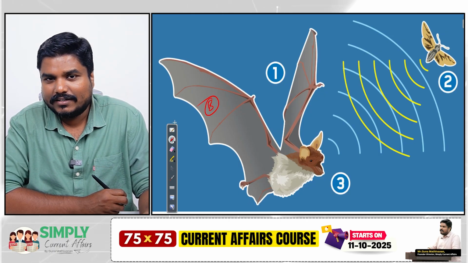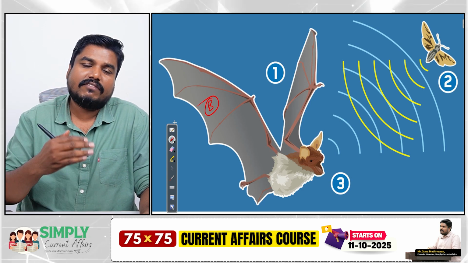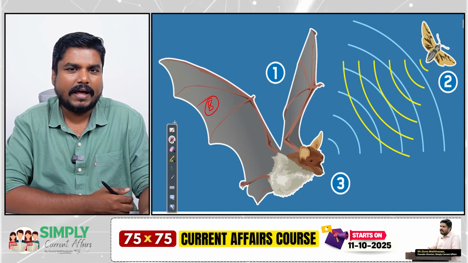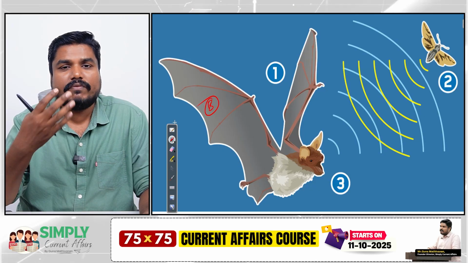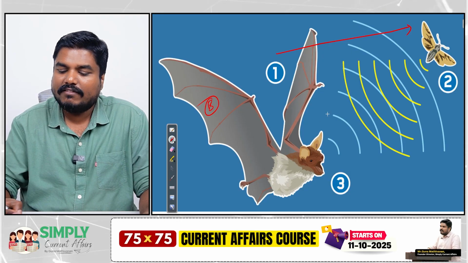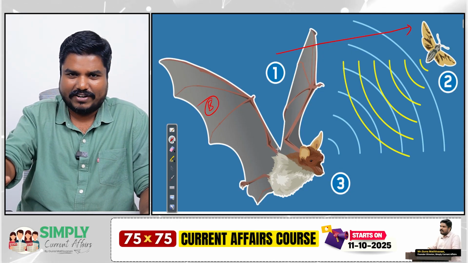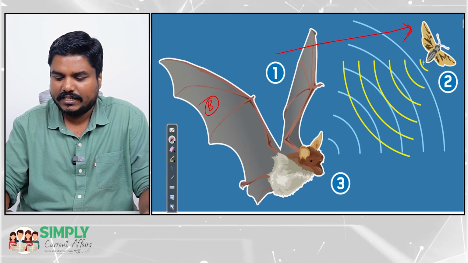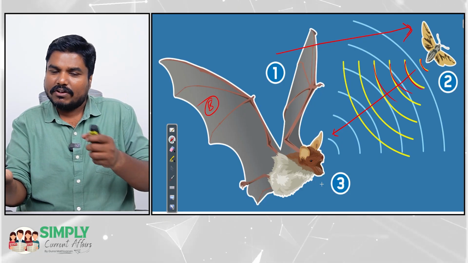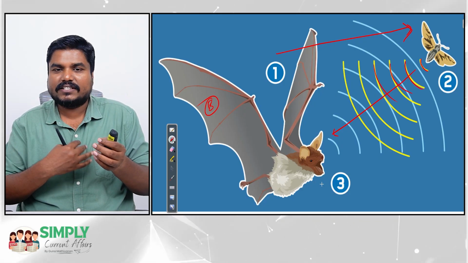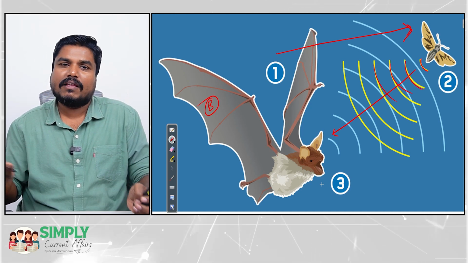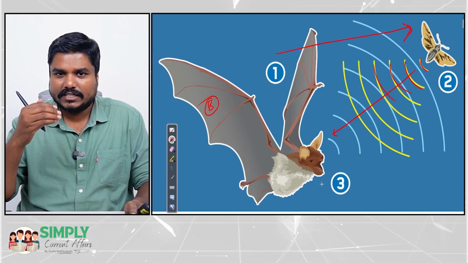In the night, in the darkness, to identify the objects in front of them, bats use a technique called echolocation. The bats will emit sound waves. It will shout. These sound waves will go and hit the obstacle or any object in the front. Once it hits the object, there will be reflection of those sound waves. Based on how quickly the reflection comes back, in what direction it comes back, and what is the size of the reflection, the bats will identify the object in front of them.